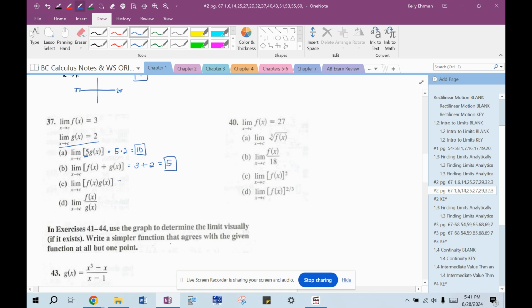Same thing with multiplication. 3 times 2 is 6. And same thing with division. This becomes 3 divided by 2. All right, so that's not bad. And then next one, we've got the limit as x approaches c of f of x is 27.